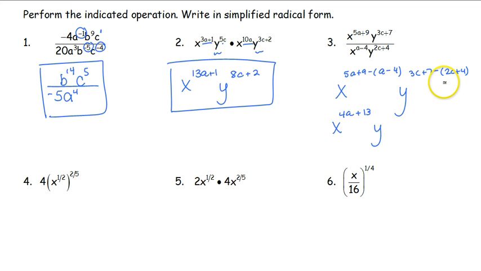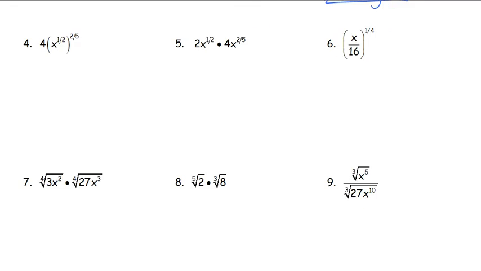And then we've got 3c minus 2c, which leaves us with 1c. 7 minus 4 leaves us with a positive 3. For number 4, you want to be careful.